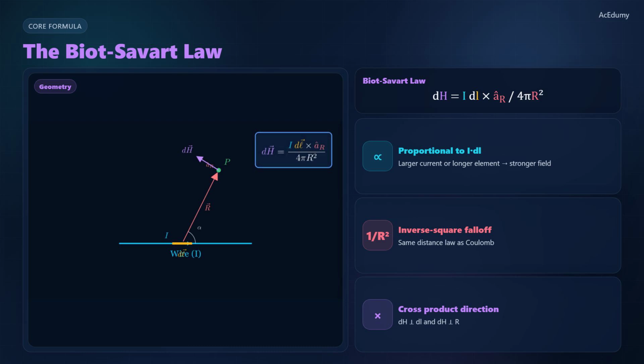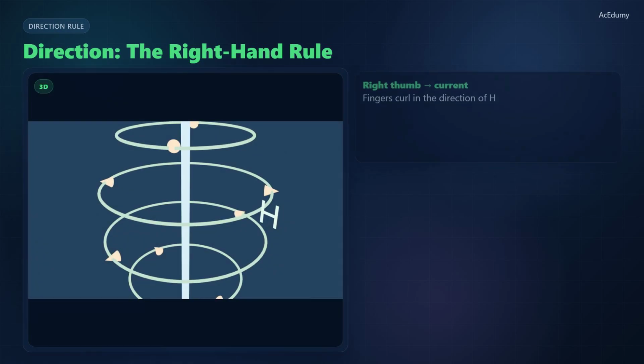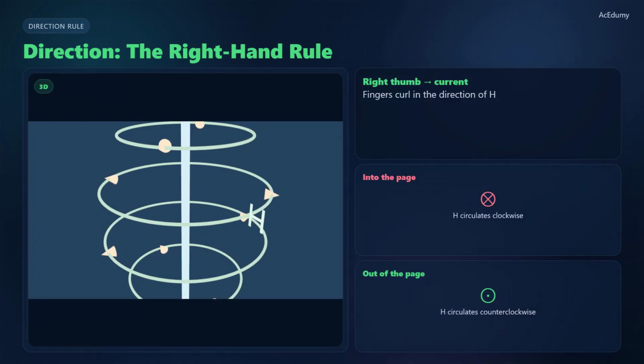Let's break this apart. The magnitude is proportional to the current I and the element length dl. It falls off as 1 over r squared, just like Coulomb's law. And the direction comes from the cross product. dH is perpendicular to both the current element and the line from the element to point P. The direction of H follows the right-hand rule.